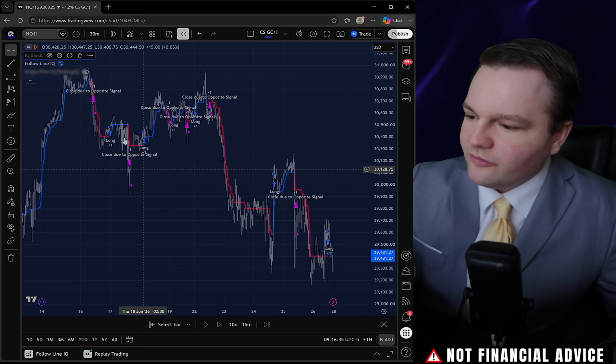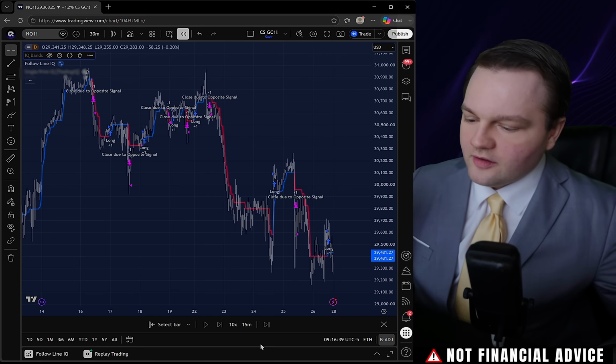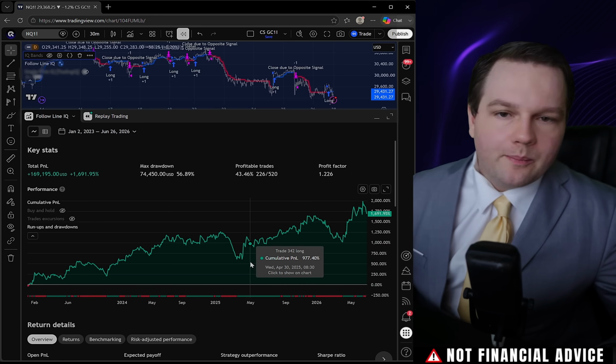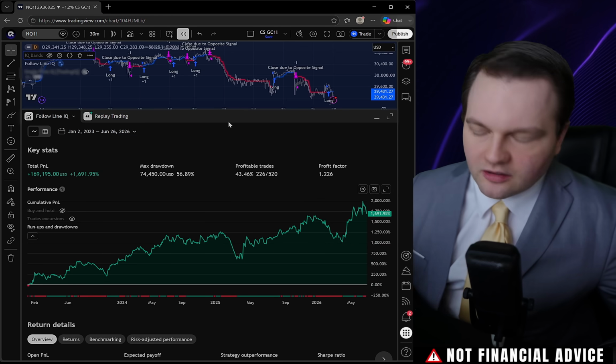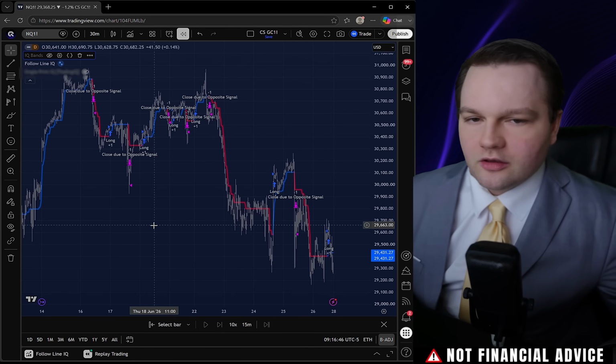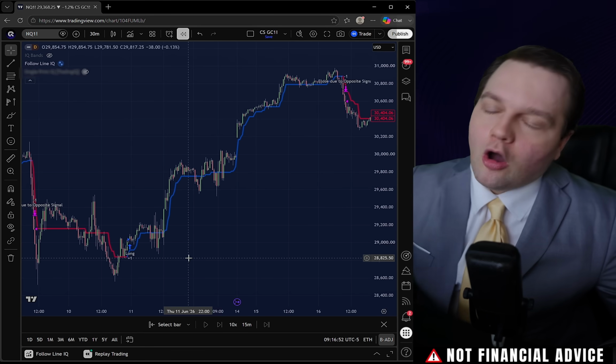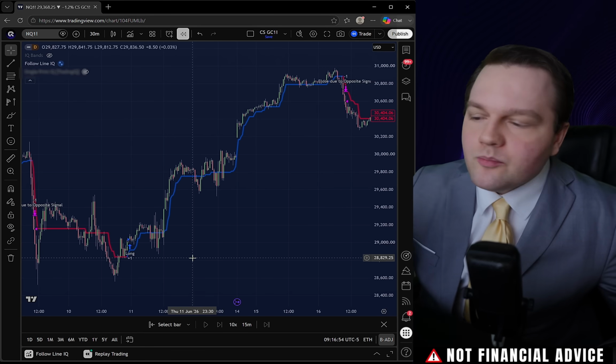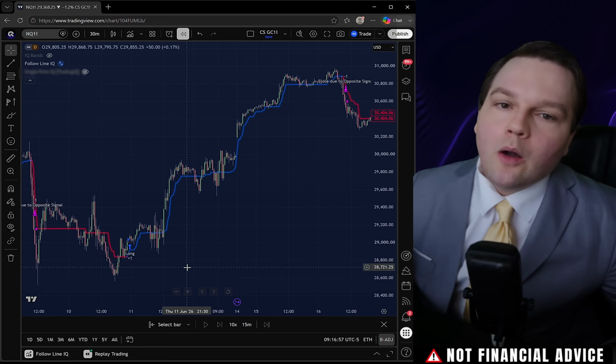Indicator number 2, Follow Line IQ. This is the one that comes with the backtest. This is just a single backtest. We'll go over it in a second, but don't get too excited. Now, Follow Line IQ is also very simple. Think the same premise as SuperTrend, but calculated differently.